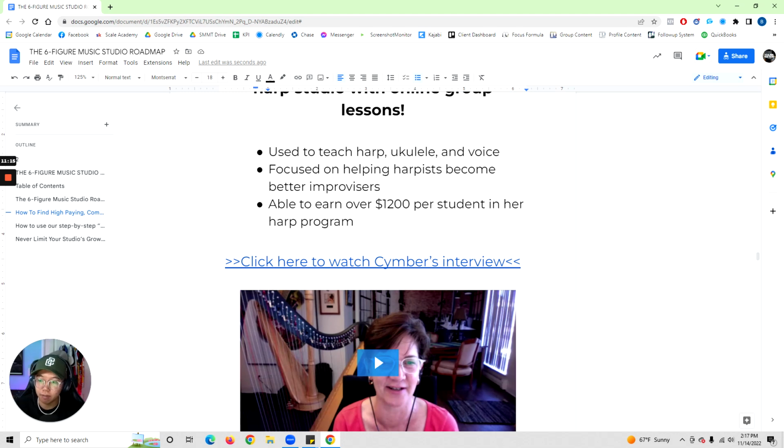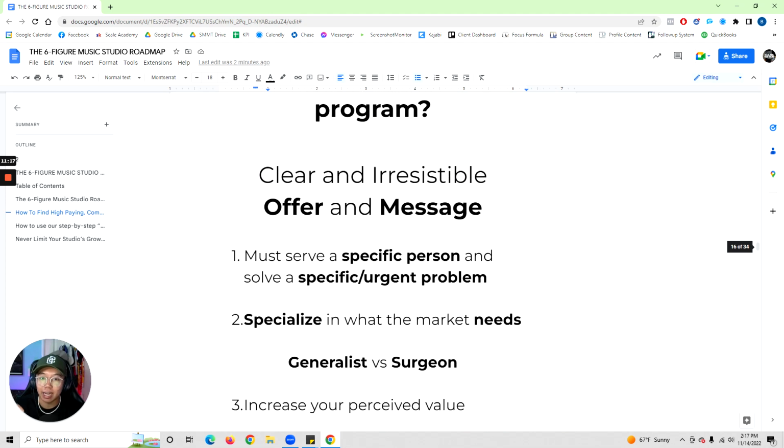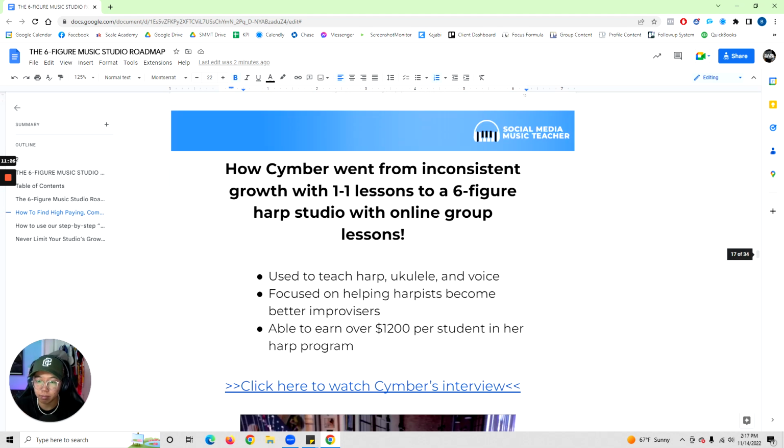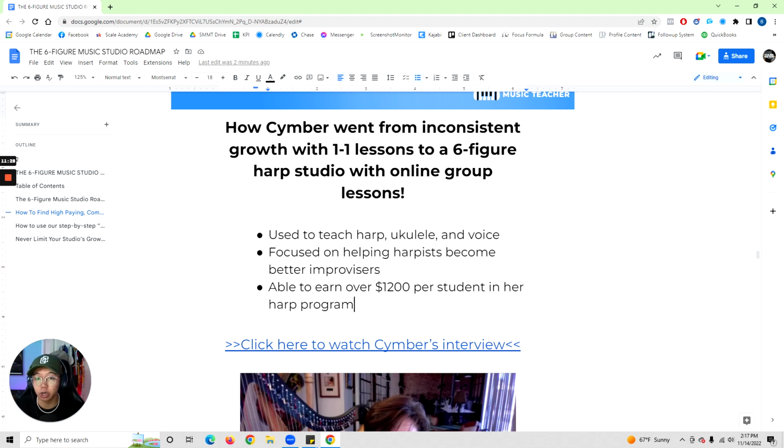So when she started niching down and finding a specific person, the harpist who wants to solve a specific problem, which is being able to improvise, she was able to earn over $1,200 per student in her harp program. And that's just the beginning of it, right? For her harp program, every student she got, she was able to earn $1,200 from that student.